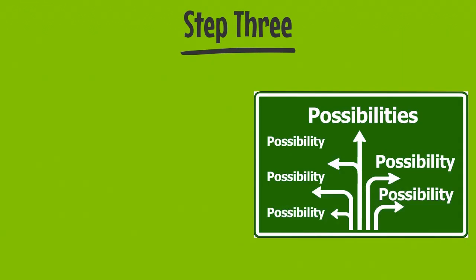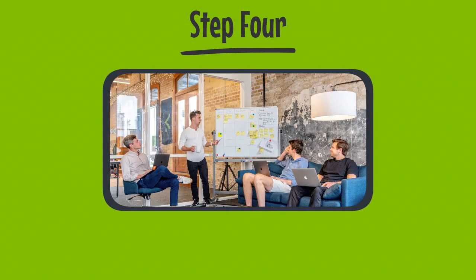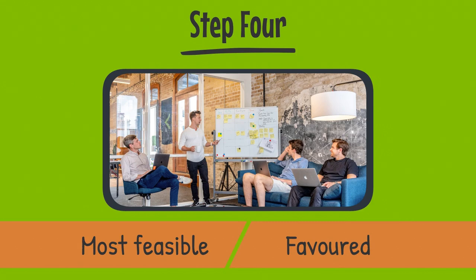Step 3 involves developing alternative solutions. Generating alternatives is partly a rational and partly an intuitive exercise. The fourth step involves groups evaluating all the alternative solutions and narrowing it down to one. This step applies two key questions. 1. Which solution is most feasible? And 2. Which solution is favored by those who will implement and use it?